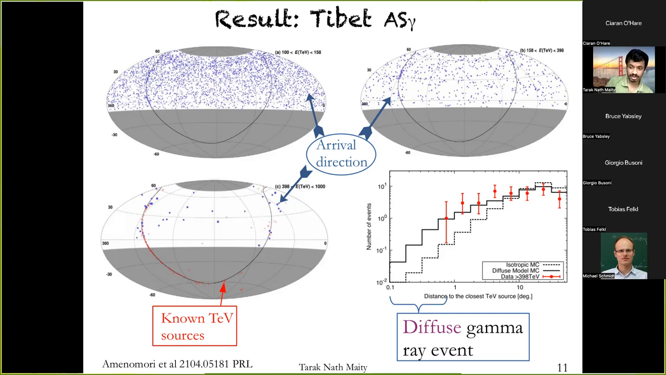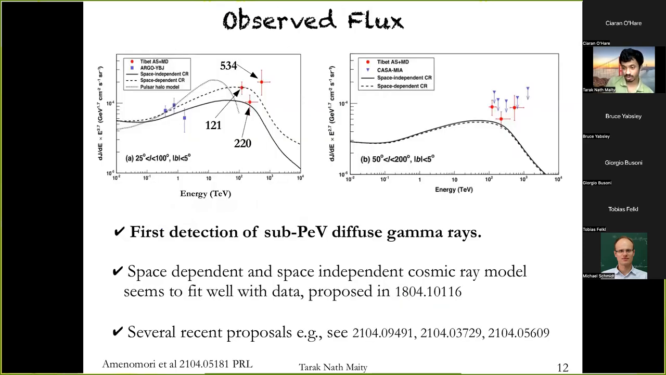So their essential claim is that they observe high energy gamma rays, and those gamma ray events are not associated with any particular sources. That's why they call it diffuse. And next, what is the observed flux? For that, the collaboration has presented their result in these two different angular regions. This is the first one, this is the second one. What I have presented here is the energy on the x-axis and the differential gamma ray flux on the y-axis. The red points that you can see over here are the gamma ray flux observed by the experiment, and the corresponding energies are given as 121, 220, and 534 TeV.